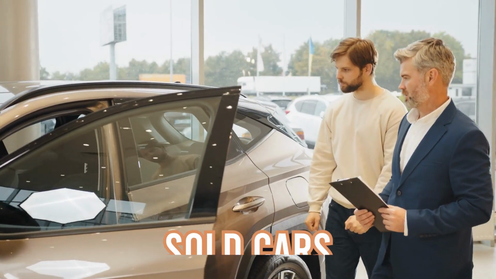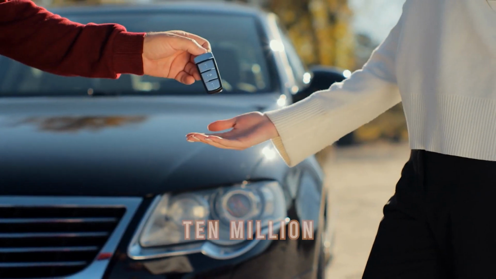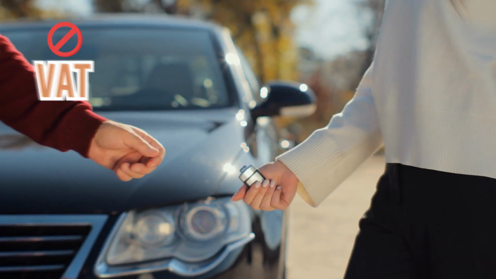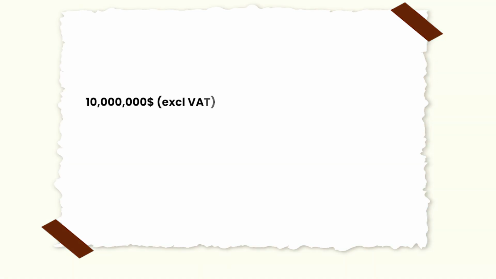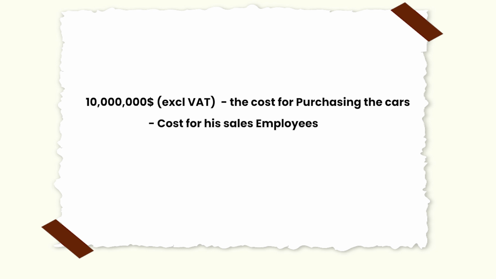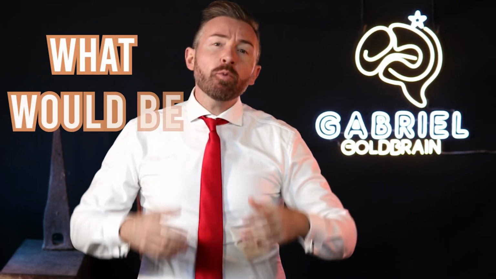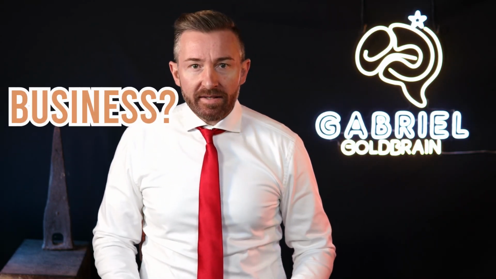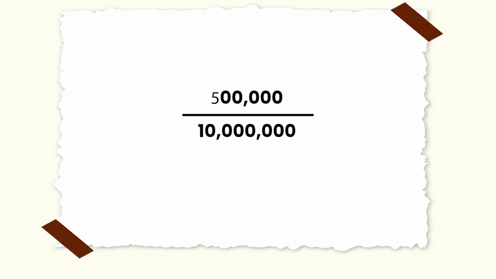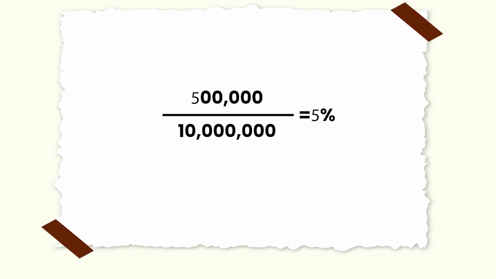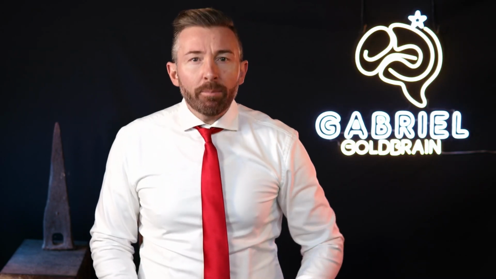Let's make an example. For instance, a car dealer may have sold cars worth 10 million, excluding VAT. And then at the year end, after deducting all the cost for acquiring and purchasing the cars, for his sales employees, and all the administration tasks, 500,000 are left in his pocket. So what would be the net profit margin of that business? It's quite easy. You divide 500,000 by 10 million. And so that gives a net profit margin of 5%. So what does that tell you about this car dealer?